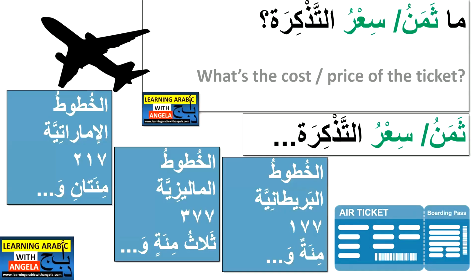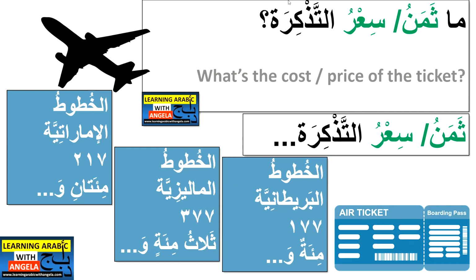Now to ask about the price of the ticket, so we can use ثمن, which means a cost, أو سعر, which means a price. So same thing. I'm just giving you 2 very common and widely used synonyms. ما ثمن التذكرة أو ما سعر التذكرة. And the reply ثمن التذكرة, the cost of the ticket, أو سعر التذكرة, the price of the ticket, followed by the price. And we're going to try to read the number.